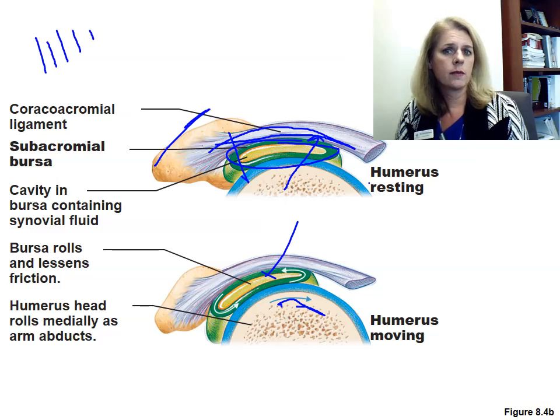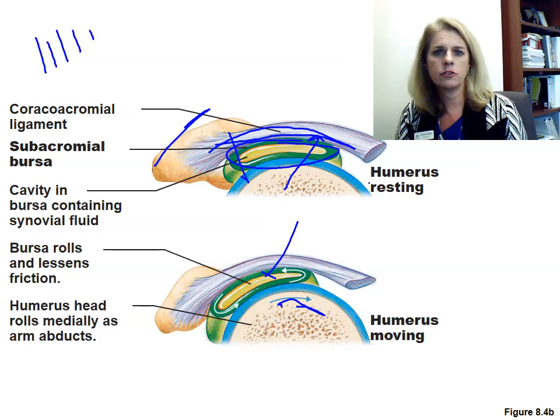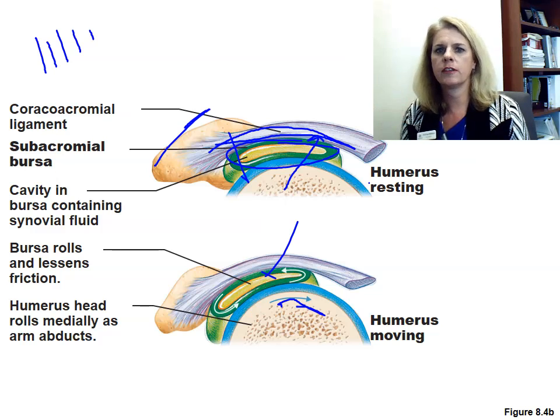That's all we're going to talk about with joints today. We'll do another video that talks about the joint movements and the different names that you use for how joints move, like flexion, extension, and things like that.